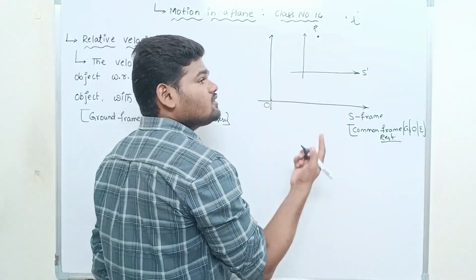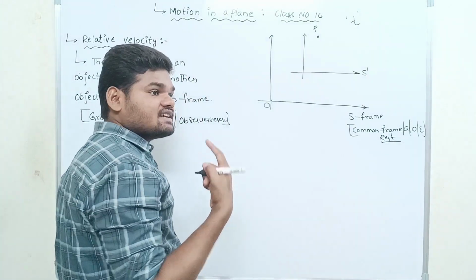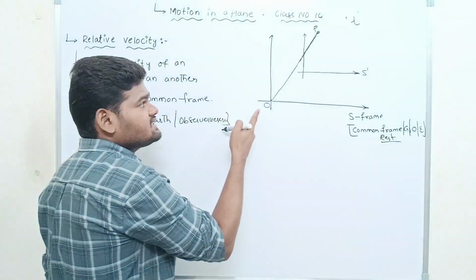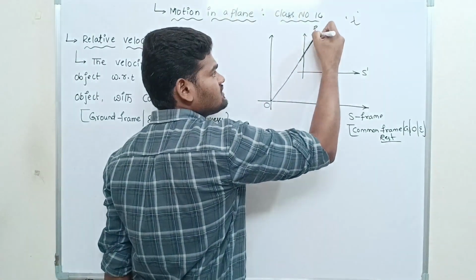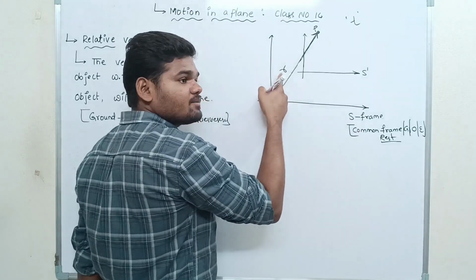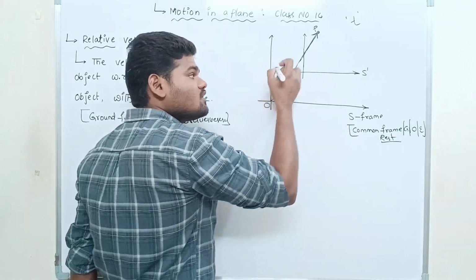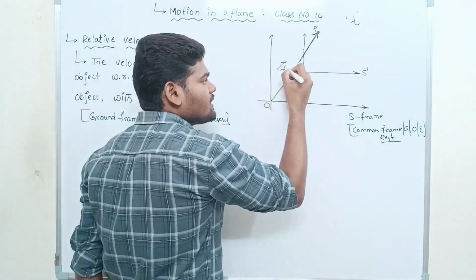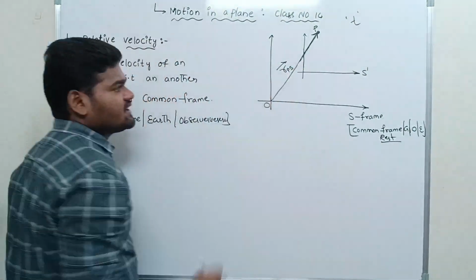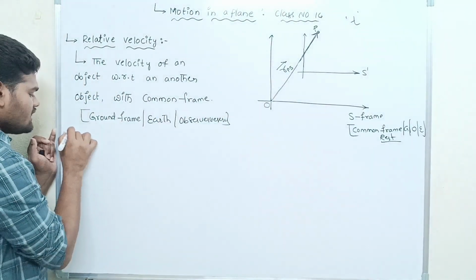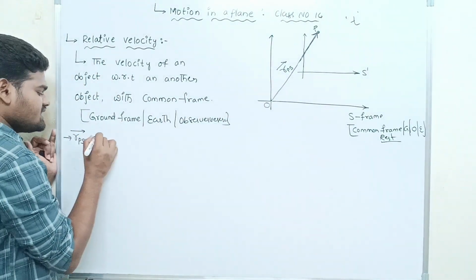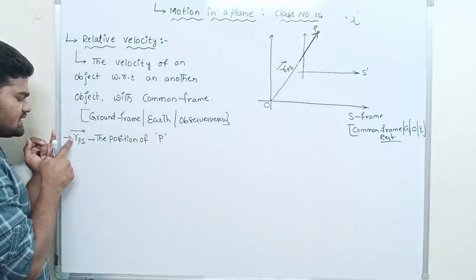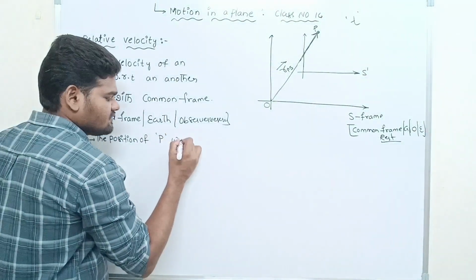How do we find the position? In our yesterday's lecture I told you that we just draw a straight line from the origin. What does this straight line show? R is the vector which denotes the position of a given point in the plane. So the position vector of point P with respect to S is R bar PS, which means the position of point P with respect to S.